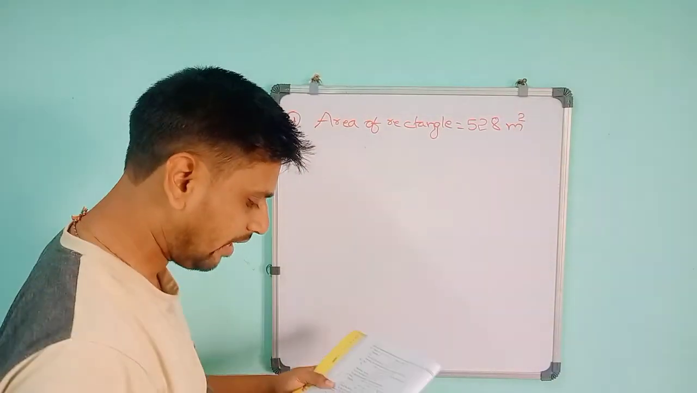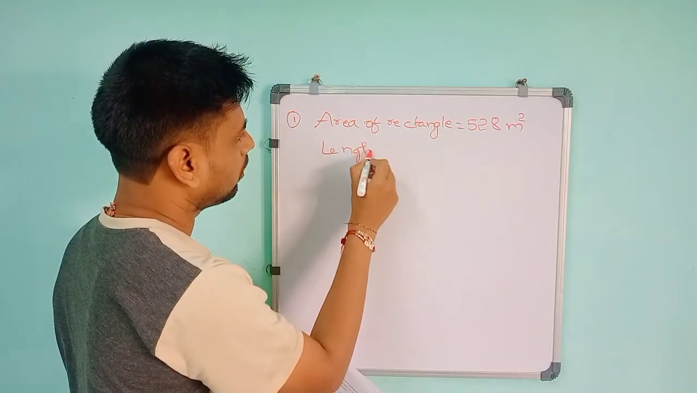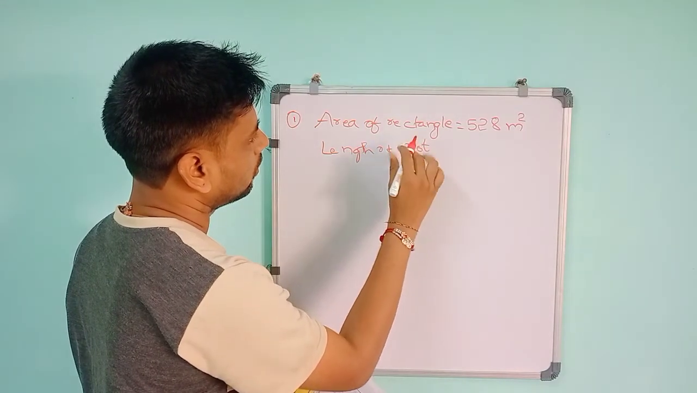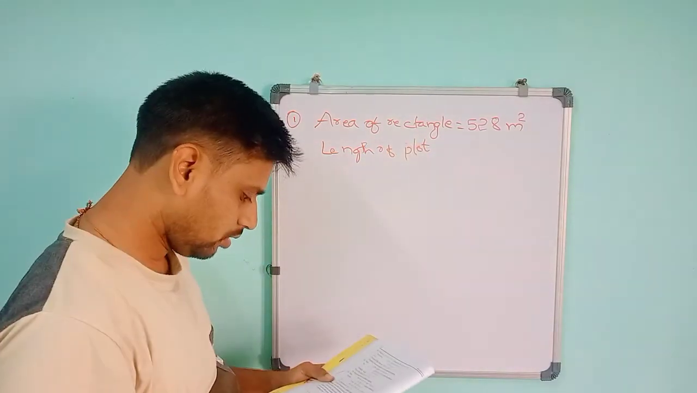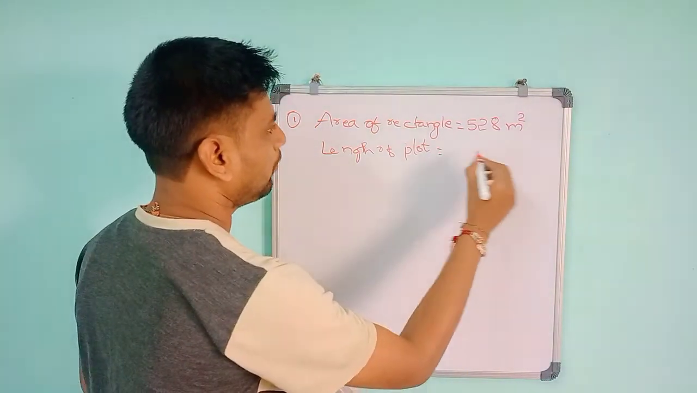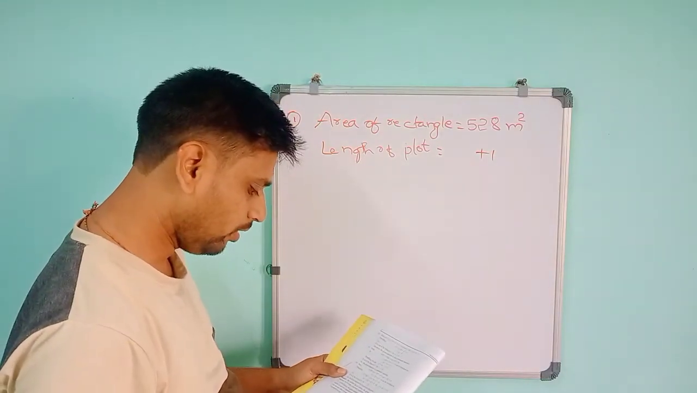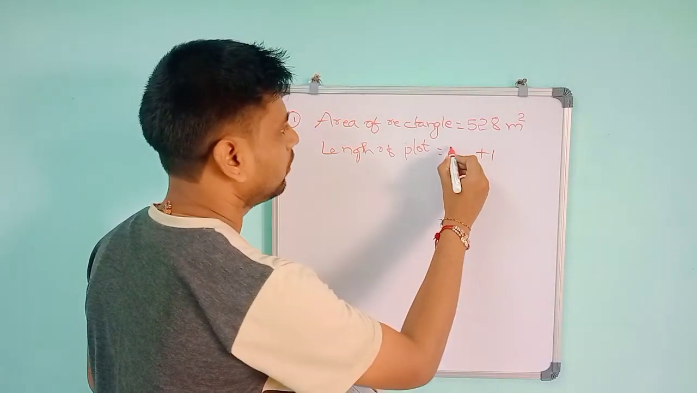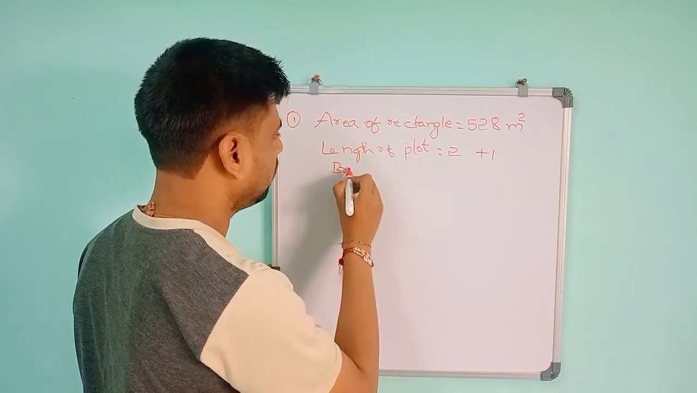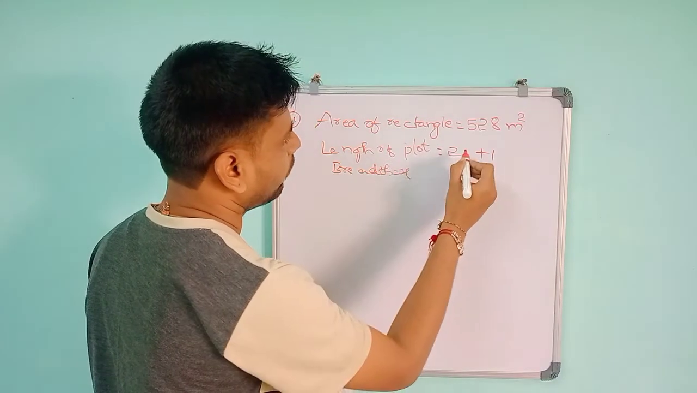So then they have given the length of the plot. Length of the plot is one more than, which means plus one. Then one more than twice its breadth. Twice means two times, and breadth you can take as x. So the expression will be 2x.